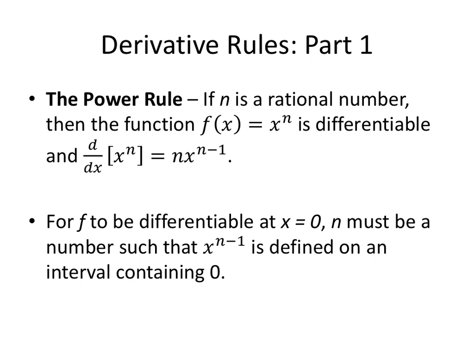For f to be differentiable at x equals 0, n must be a number such that x to the n minus 1 is defined on an interval containing 0. So if we have a negative exponent, we have to be careful. It might not be differentiable at 0.